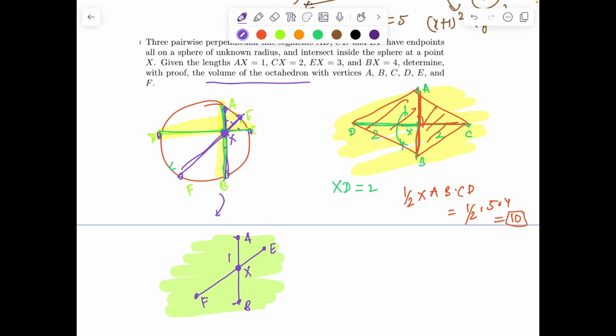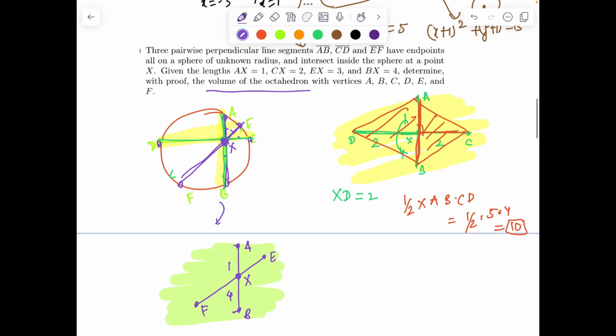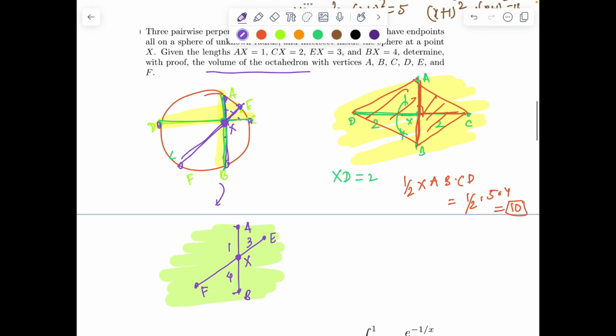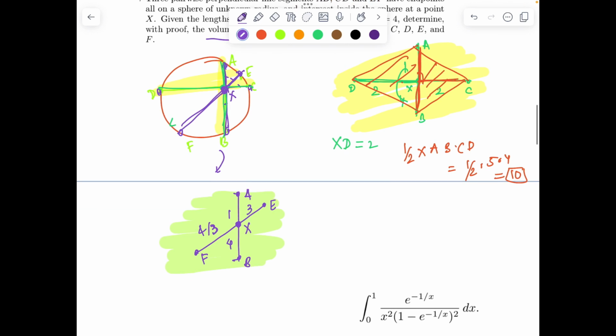So now x is 1, this guy is 4, EX is 3, hence it has to be 4 by 3 by the intersecting chord theorem or power of a point theorem, right? By the way, some of you might wonder why I am able to apply the intersecting chord theorem just because they are in a plane. To apply the intersecting chord theorem, these 4 points must be concyclic. In fact, it is concyclic because on this sphere, you can draw a circle passing through these 4 points.